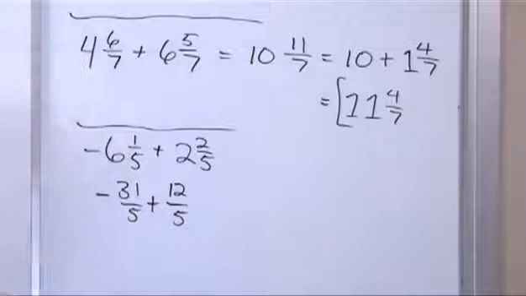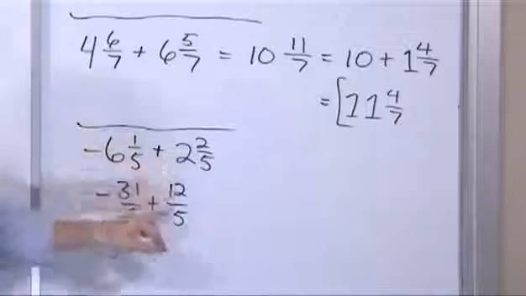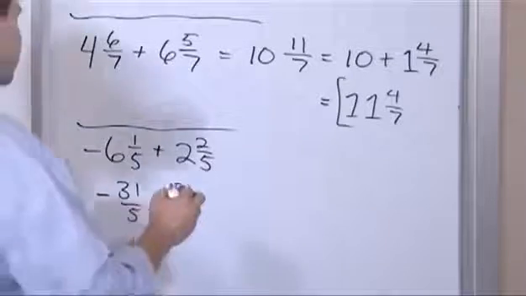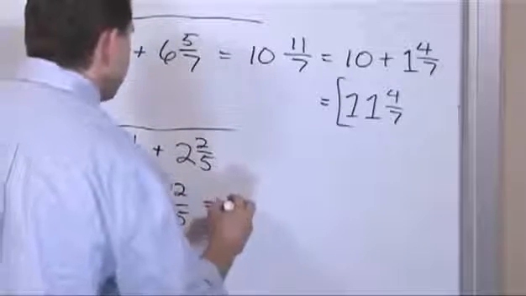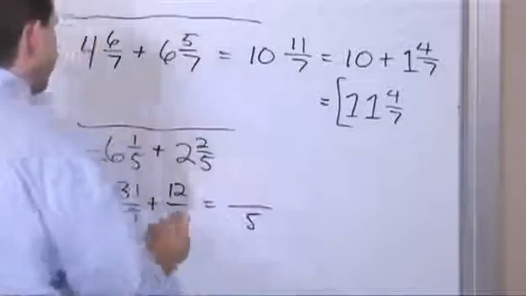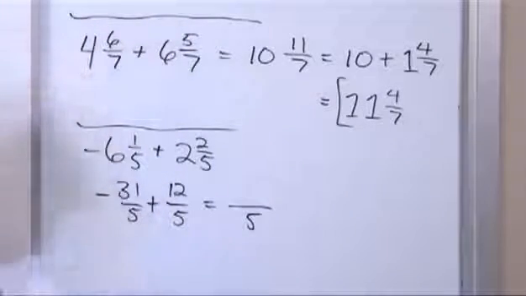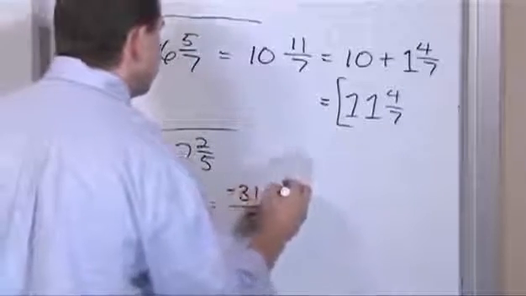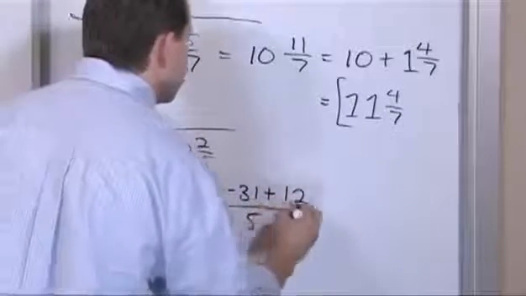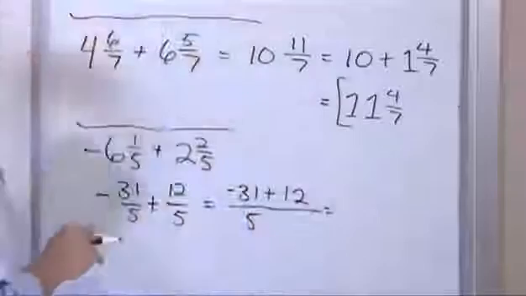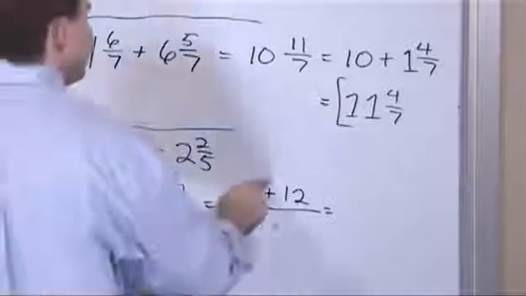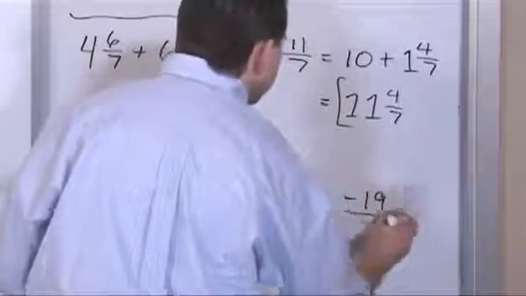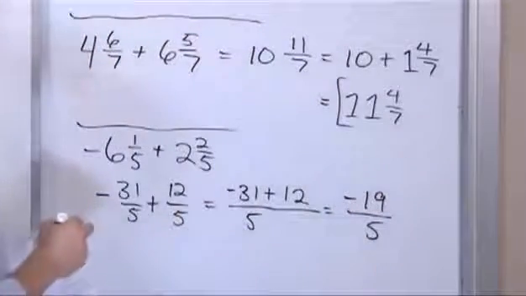So you see, really quickly, we have changed it from an improper to this sort of problem. We've been doing those problems all night. So what we'll have next is we'll keep the denominator over 5 because the denominator is already the same, and in the numerator we'll have negative 31 plus 12. Negative 31 plus 12 is going to give you negative 19 over 5. So that's basically the answer, but it's an improper fraction.